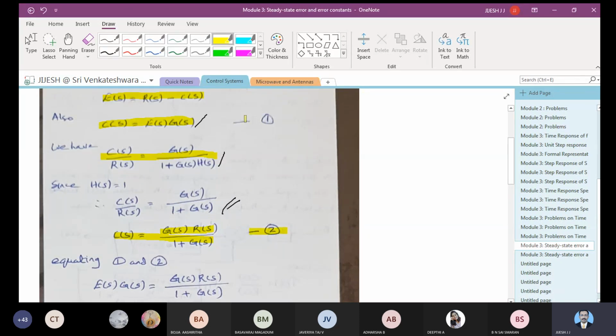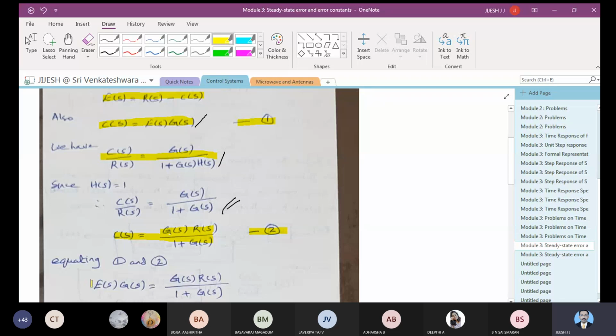Now let me take equation 1 and equation 2. In equation 1, C of s is E of s into G of s. In equation 2, C of s is G of s into R of s divided by 1 plus G of s. Let me equate both C of s together, so by equating equation 1 and 2, I can write E of s G of s is equal to G of s R of s divided by 1 plus G of s.